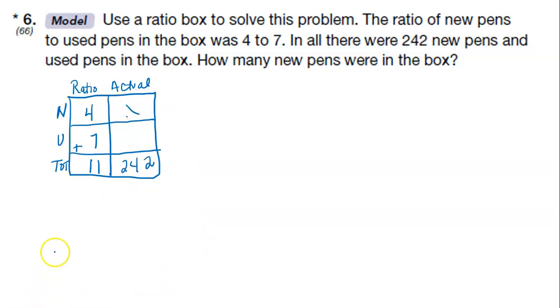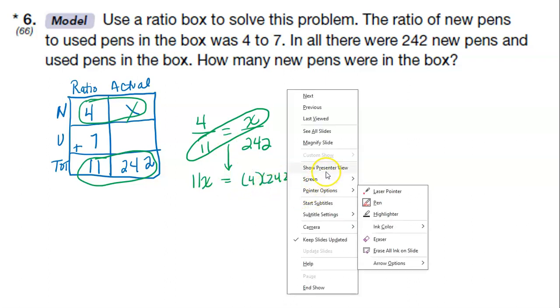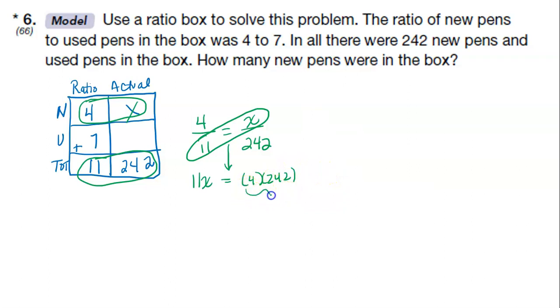So we're going to use, let's use green, that's an X. This row and this row, we're going to make a proportion. And then we're going to cross multiply. So we have 11x equals 4 times 242. Okay, you're going to use your calculator to calculate this. So 11x equals whatever that is, and then you're going to divide by 11 to get your answer.